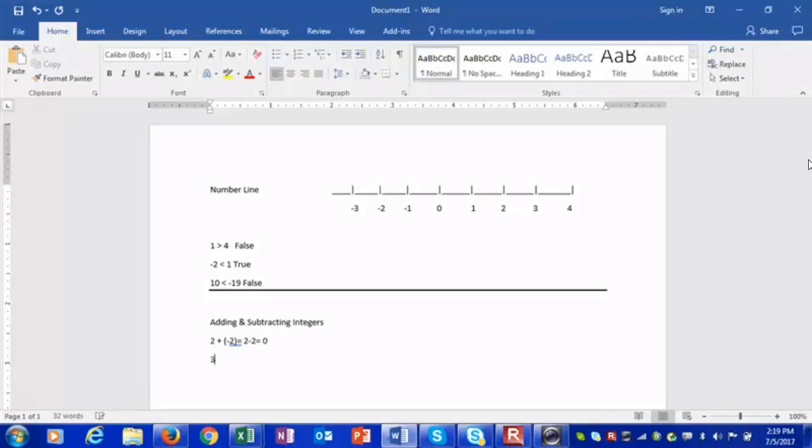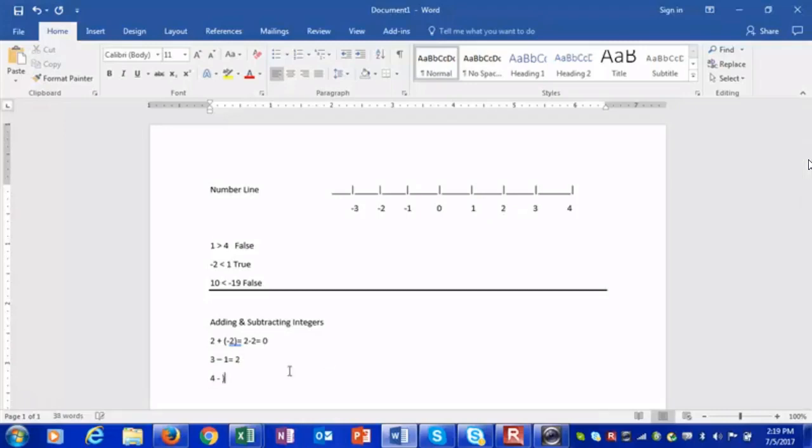How about 3 minus 1? What is 3 minus 1? You can also use a number line. If you're at 3, if I move back to the left 1 place, 3 minus 1 is actually 2.